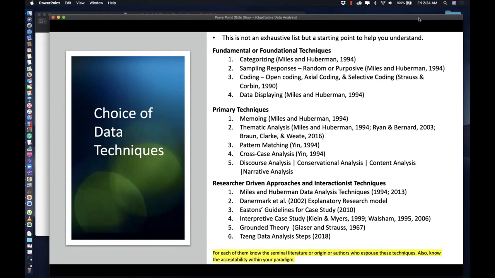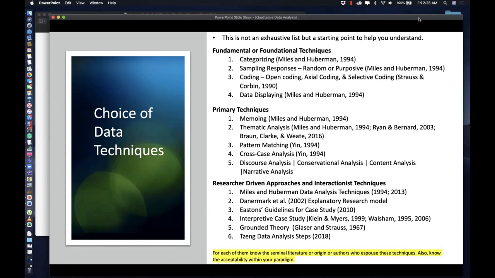And then there's discourse analysis, conversation analysis, content analysis, and narrative analysis. All these are types of qualitative data analysis that we can approach, with techniques that we can use. I need to also point out that some of the research approaches for data analysis are usually a combination of the primary and the foundational. In fact, almost all of them.